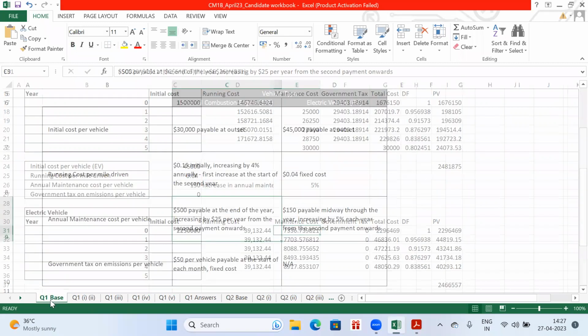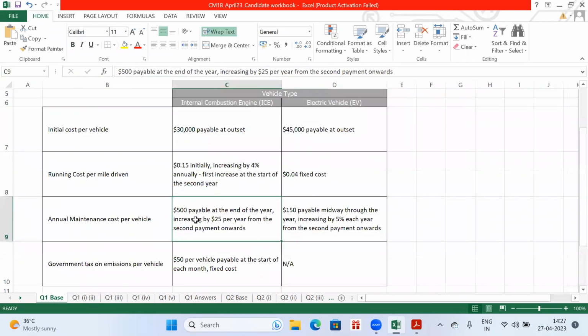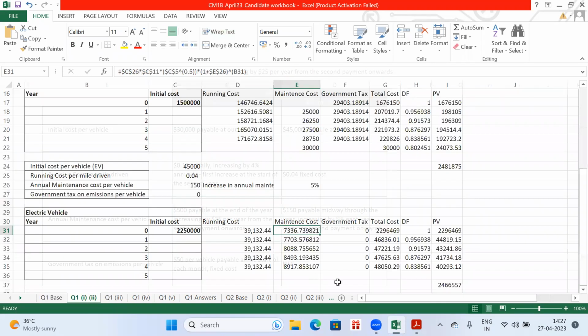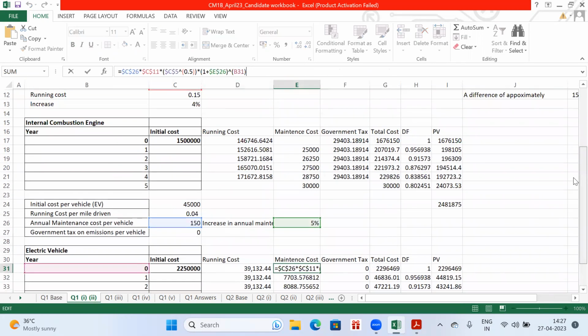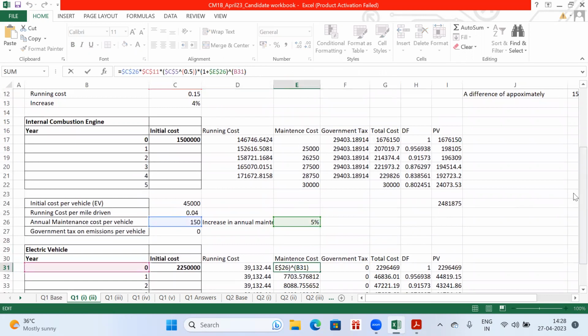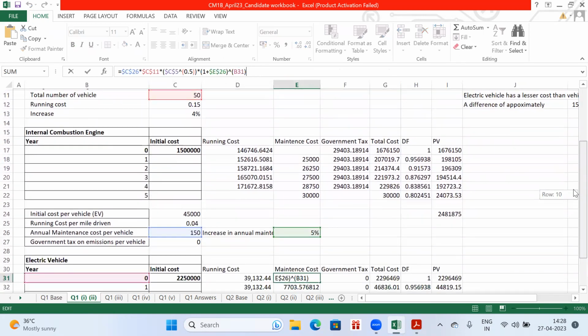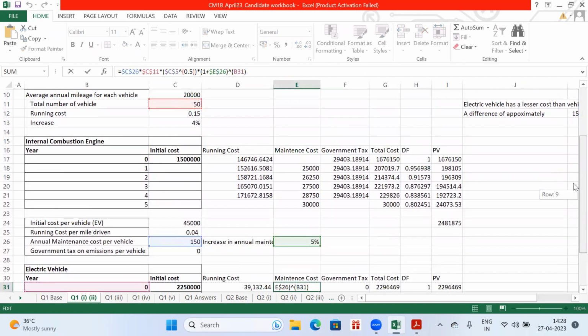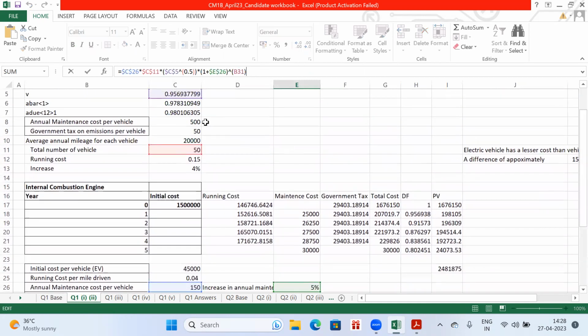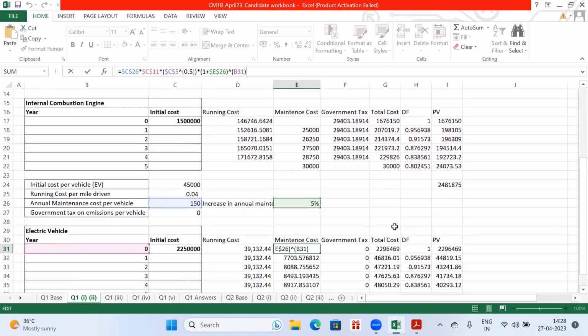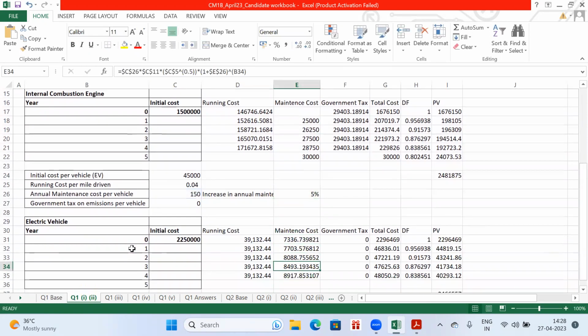Maintenance cost here says 150 payable midway through the year, increasing by 5% each year on the second payment. So midway, I can bring it to the starting. For the midway payments, 150 into 50 vehicles, since it is paid midway through the year, we need to bring it to the beginning of the year. So v to the power 0.5 and into the increase, 1 plus i, which is 5%, to the power time. It will not increase in the first year, but it will increase in second year onwards. There's no tax on electric vehicles.